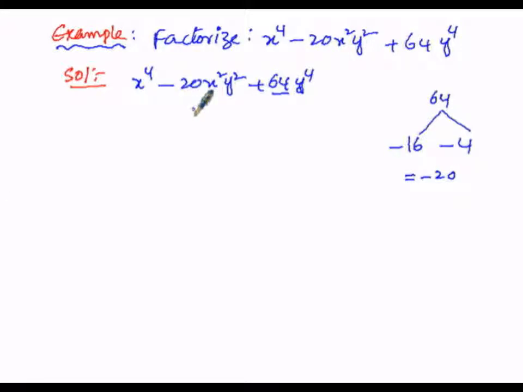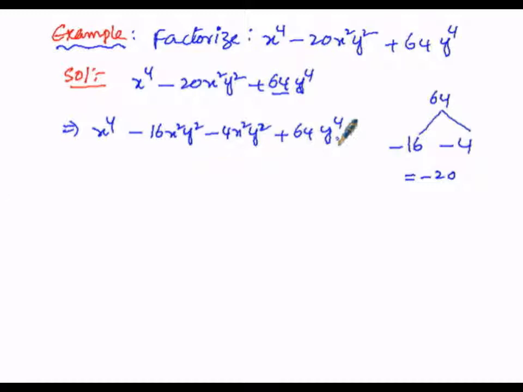So instead of minus 20 x square y square, we can write it as minus 16 x square y square and minus 4 x square y square. That implies x to the power of 4, I am going to split this minus 20 as minus 16 x square y square, then minus 4 x square y square. Then the last term is written as it is, that is 64 y to the power of 4.